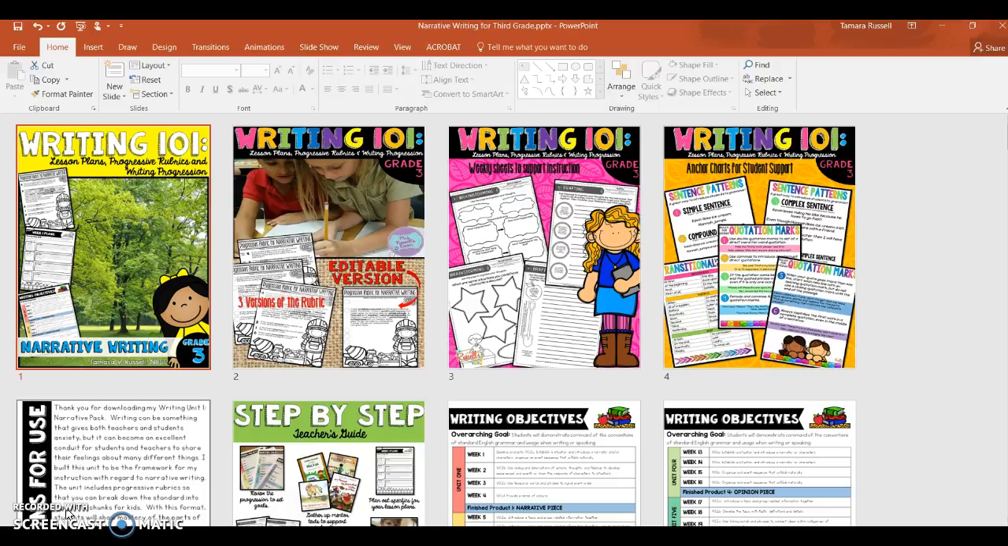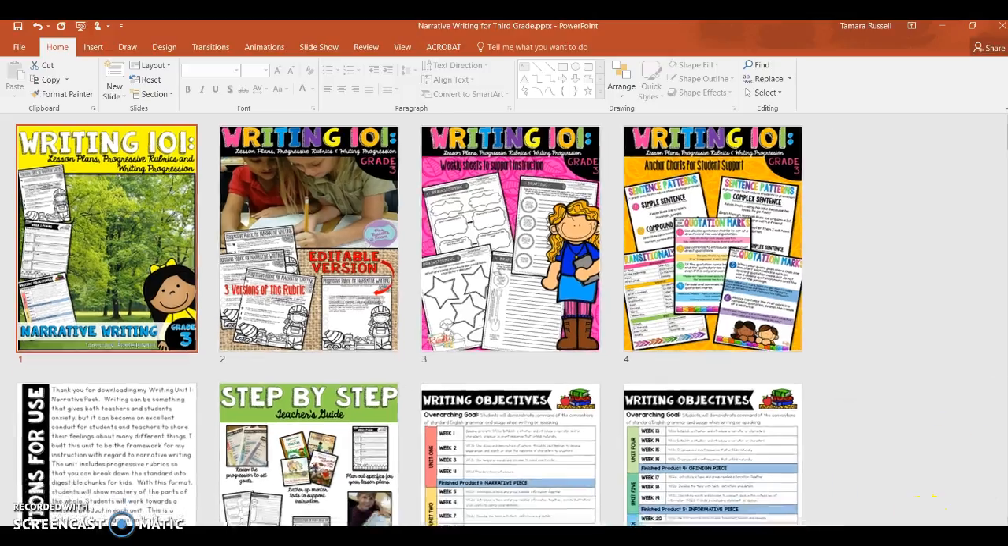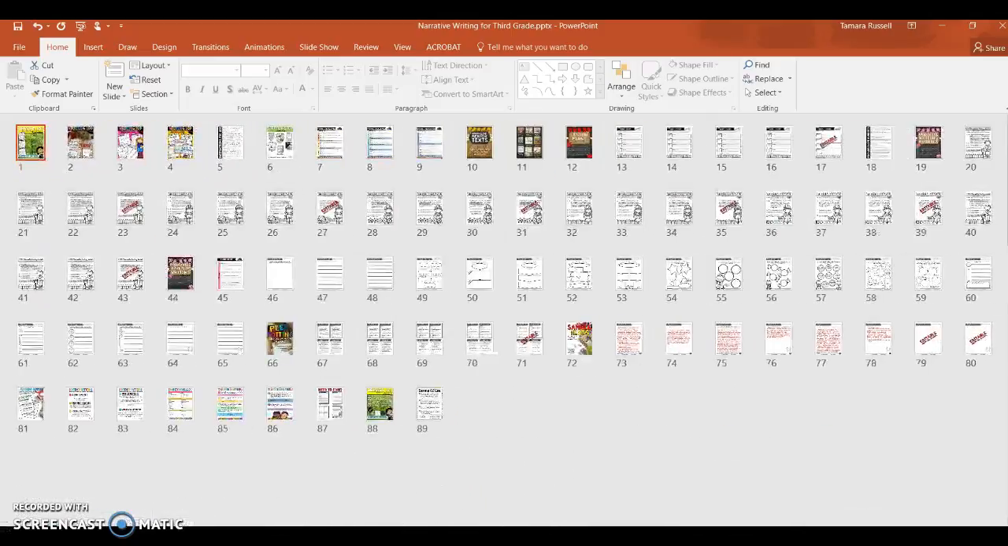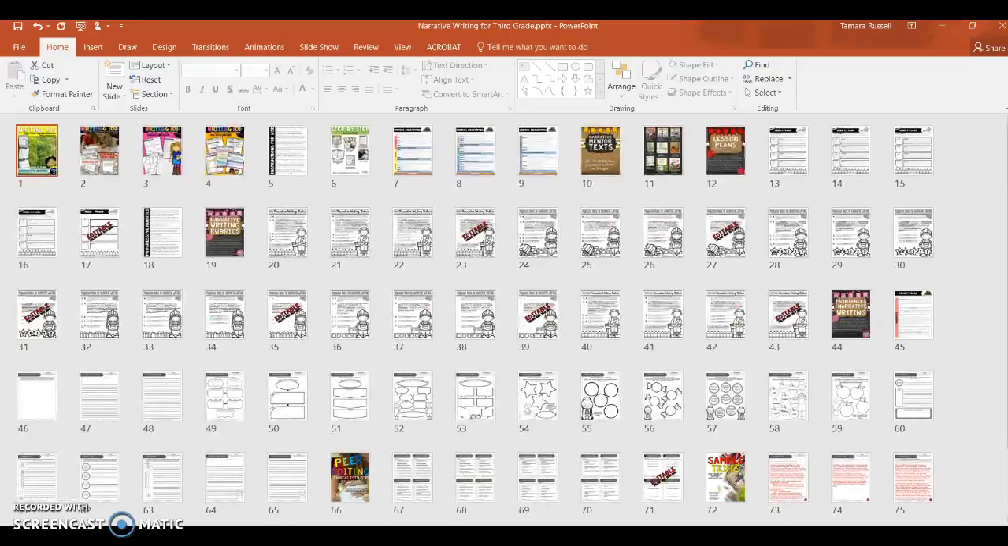So what we have is basically, if I make this smaller so that you can see, there's 88 pages in the unit. There's a variety of pages in the unit that are editable, and you can see that I've notated those for you where they're editable. We'll get to that at the very end.